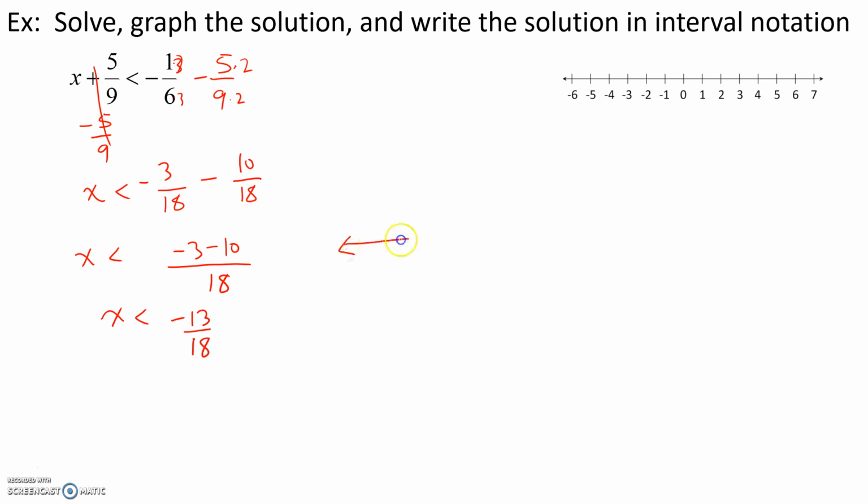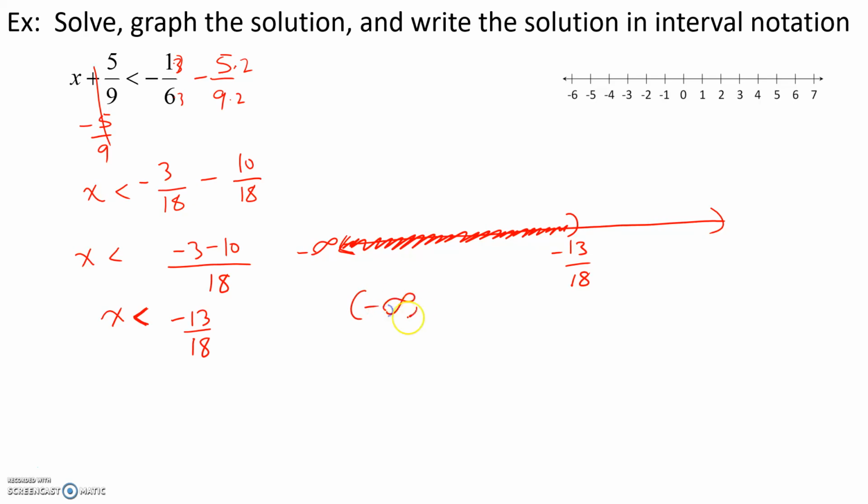When we graph this, you want the set of all numbers that are less than negative 13/18, not including negative 13/18. So on negative 13/18, I will put a parenthesis. This indicates negative 13/18 is not a solution. And since we are looking for the numbers that are less than negative 13/18, we will shade left, and these numbers will get smaller and smaller and approach negative infinity. So again, anytime our inequality is a less than, the numbers are getting smaller and smaller, and therefore they will approach negative infinity. In interval notation, our solution is going to be negative infinity, comma, negative 13/18.